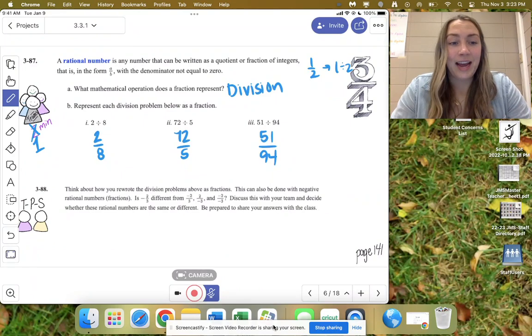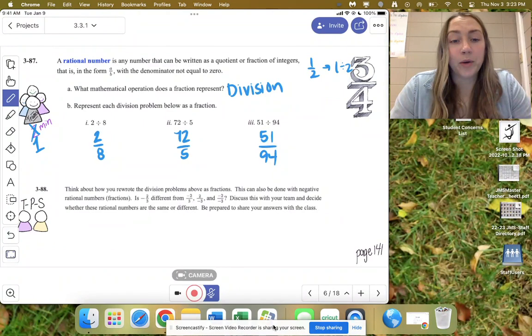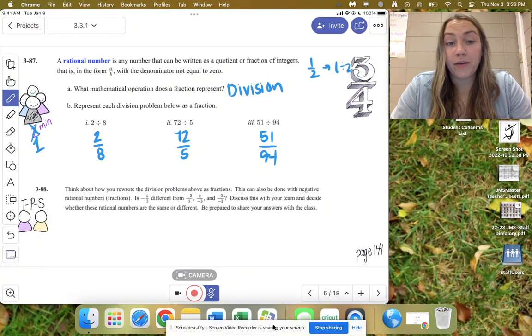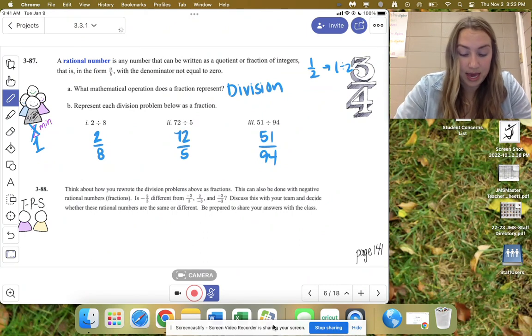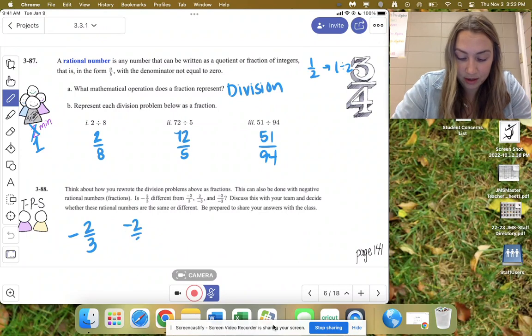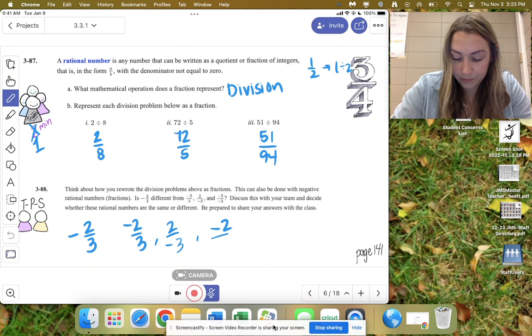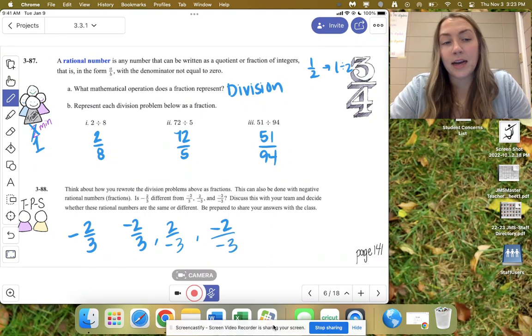88. Think about how you rewrote the division problem above as fractions. This can also be done with negative rational numbers or negative fractions. Is this different from this, and this? I want you to think about it first. We'll do a TPS, think, pair, share. I want you to think about it first.